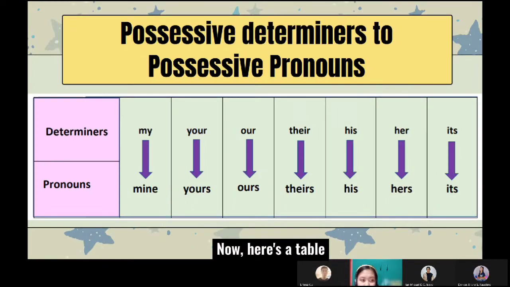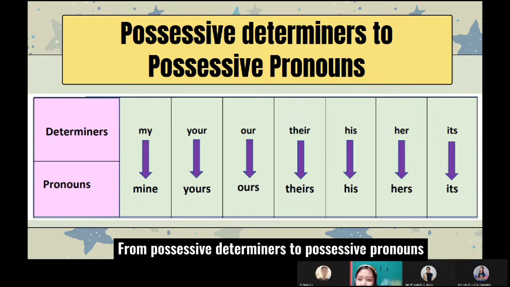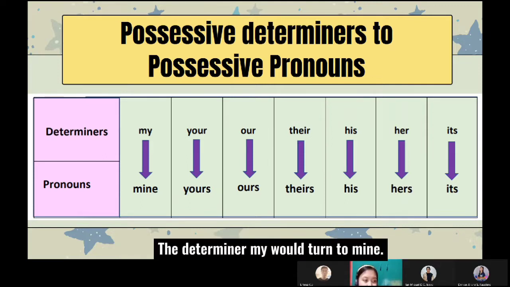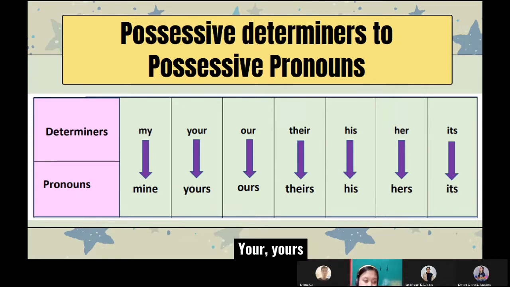Now here's a table from possessive determiners to possessive pronouns. The determiner my would turn to mine, your, yours, our, ours, their, theirs. His still remains as his. Her, hers, its, still its.